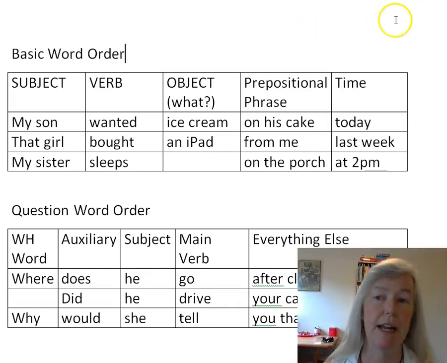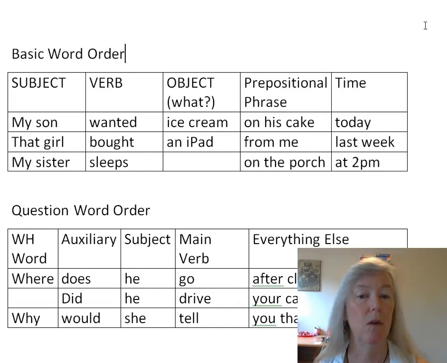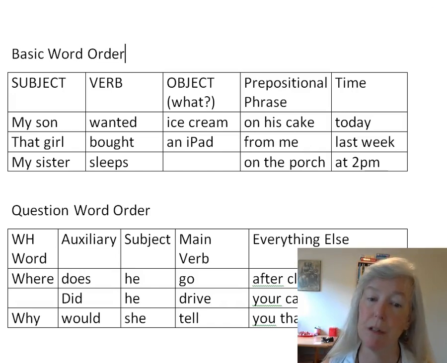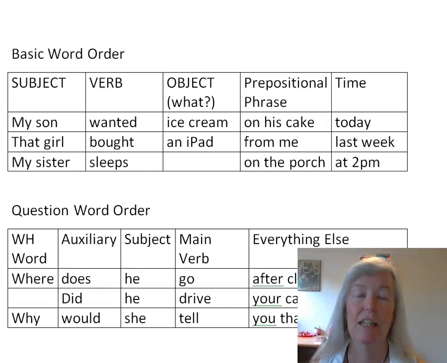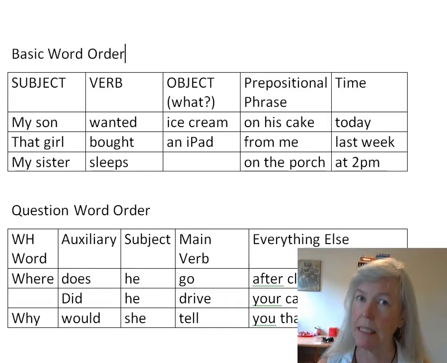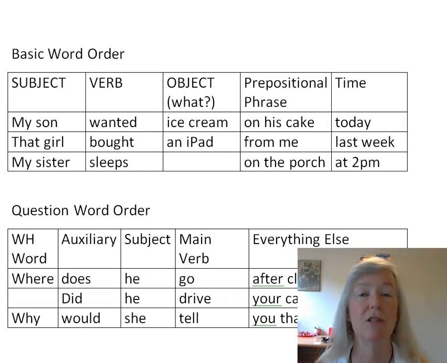Then the prepositional phrase goes after that. My son wanted ice cream on his cake. And if you have time words, not frequency words, we'll talk about that in a moment, but other time words, my son wanted ice cream on his cake today. Now today doesn't mean usually. Today is past or future. I had breakfast today. I haven't had dinner yet today. So today is not simple present. Today is right now. I am talking to you, or past or future.